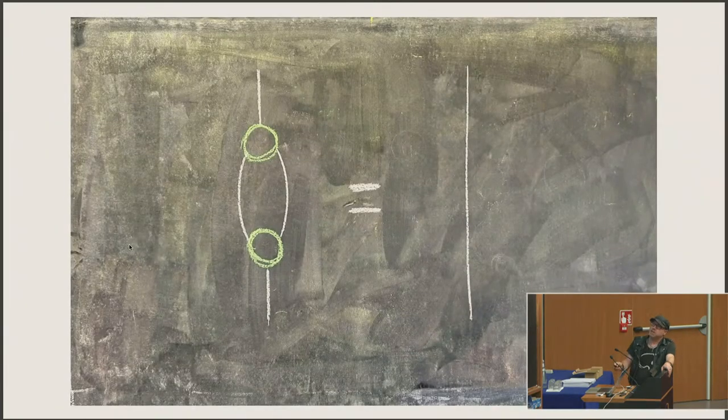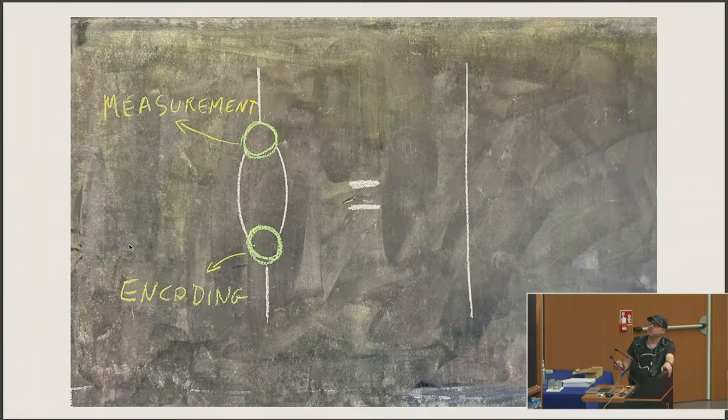So I take classical data, I encode this as a quantum state, and then I measure it in the same basis. It's not a very useful thing to do, because what comes in goes out. That is a lot of work for nothing. So again, encoding, measuring, does nothing.